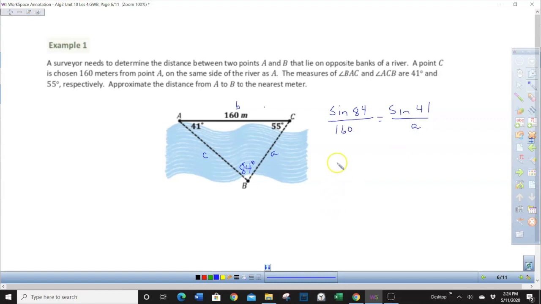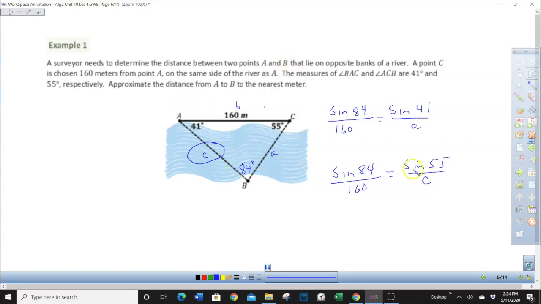And then we can do the same thing again. Sine of 84 over 160 equals sine of 55 over C. And to put these in our calculator, we simply cross multiply and divide. Now, we don't really need to solve for A because it didn't ask us that length. What we really need is this length because the surveyor needs the distance between A and B.